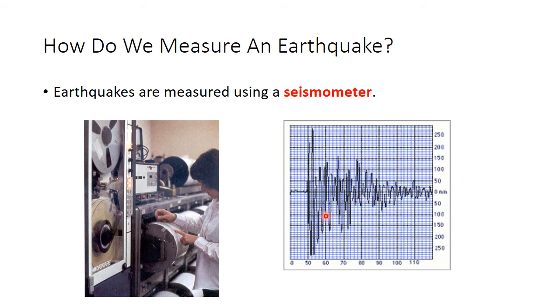Children, how do we measure an earthquake? Yes, we can measure an earthquake by using a machine which is called a seismometer. So you can see here the maximum shaking is there, then it's becoming lesser and lesser, and with this help they can record the shaking of the earth by using this machine which is called a seismometer.